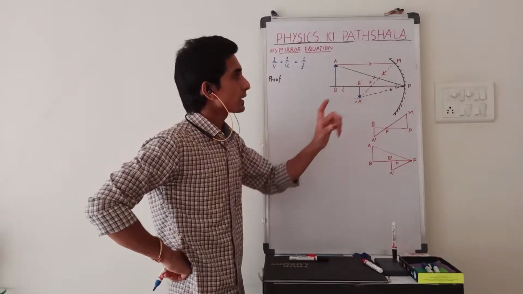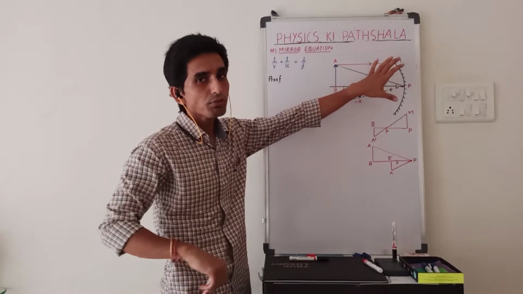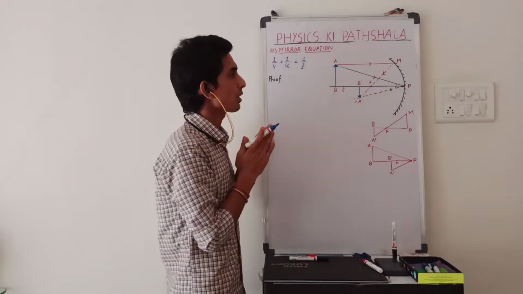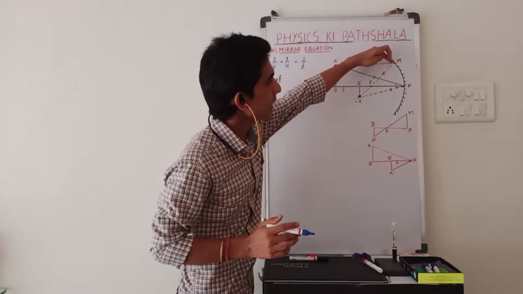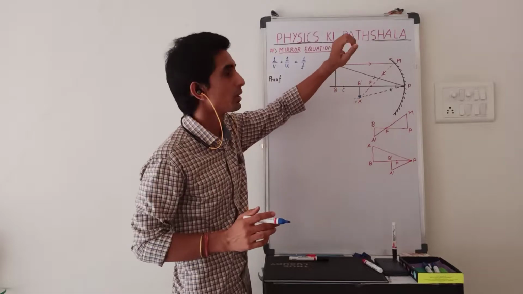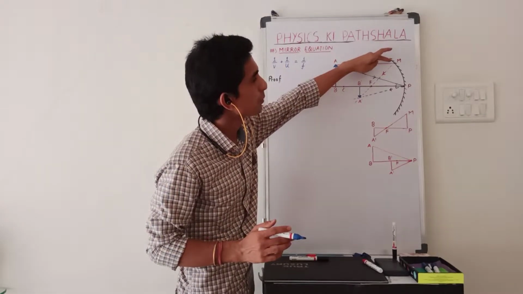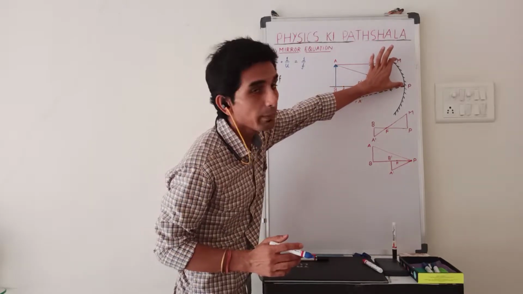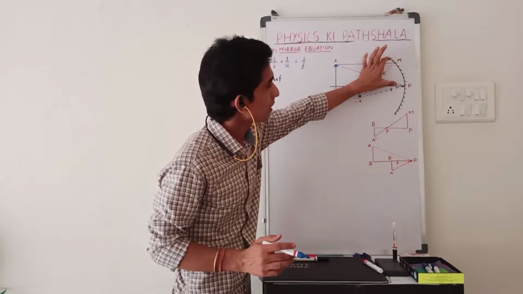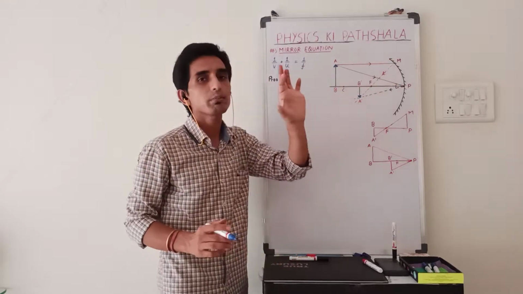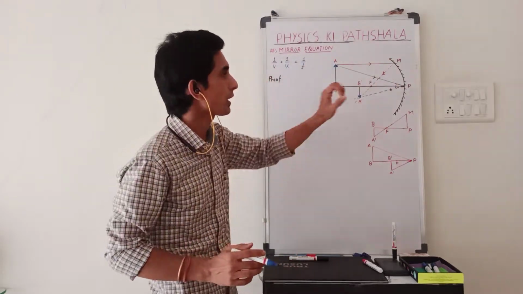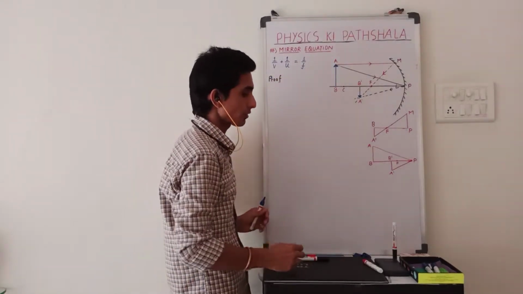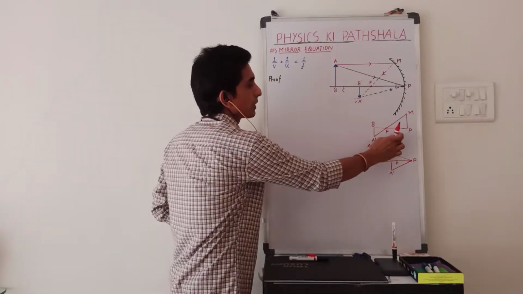Now let us consider that this mirror is of a small aperture. What does that mean? Small aperture means this point M should be very near to the pole. So if the point M is very near to the pole, then this arc MP of the concave mirror can be considered to be a straight line. If MP is a straight line, then you see many triangles are formed. So now you have to refer to this diagram.